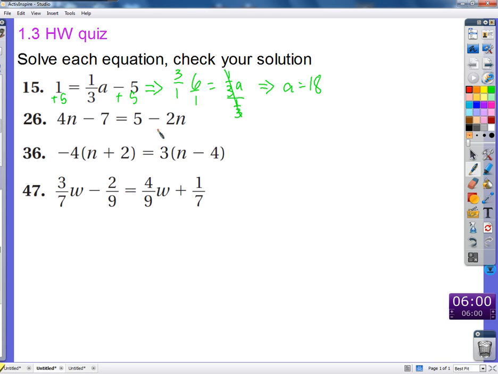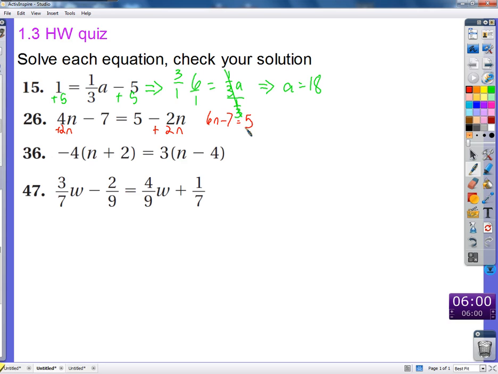Okay, you got a negative 2n here. If you add a 2n to negative 2n, you'll get 0. So that means there'll be no variables here. All the variables have been removed from that side. And we have a couple variables added to that side. So 6n minus 7 is equal to 5.